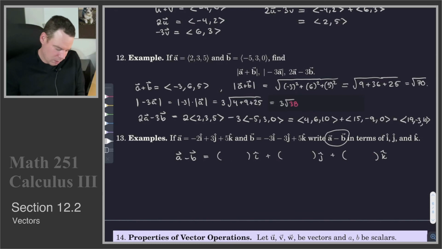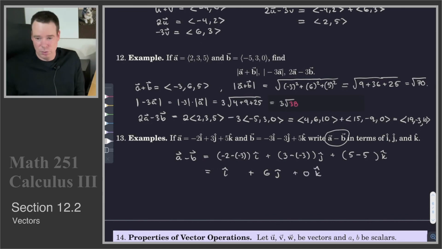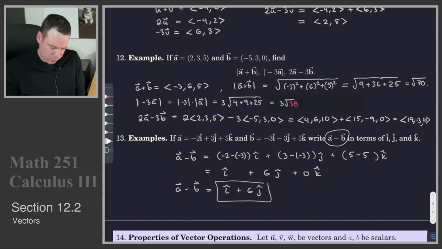So I've got negative 2 minus minus 3. So that's negative 2 minus minus 3, which is 1. Maybe I'll write that down here. So that's just an i hat. And the second term is 3 minus minus 3. So that'll be 6 j hat. And the last one is 5 minus 5, or 0 k hat. And since there's a 0 in the k hat term, what that means is we could leave it off and just write the difference as i hat plus j hat.